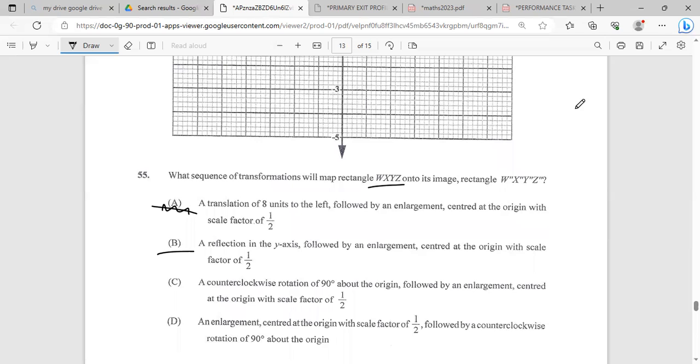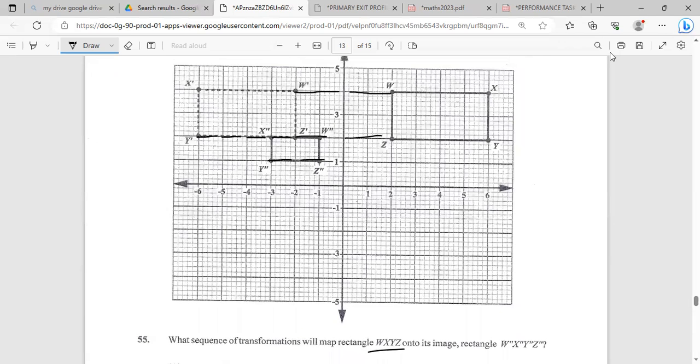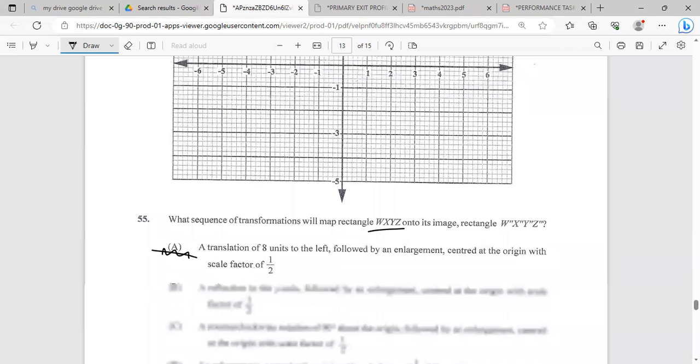Tell you why it couldn't be a translation first. If it was translation, you would literally push it. So here it would be double. Students probably be tempted. If it was a translation, you would slide this 8 cross to the left. So this would actually be double. This is Z and this. Everybody get the picture. By now, everybody must complete the syllabus, so this shouldn't be a problem.